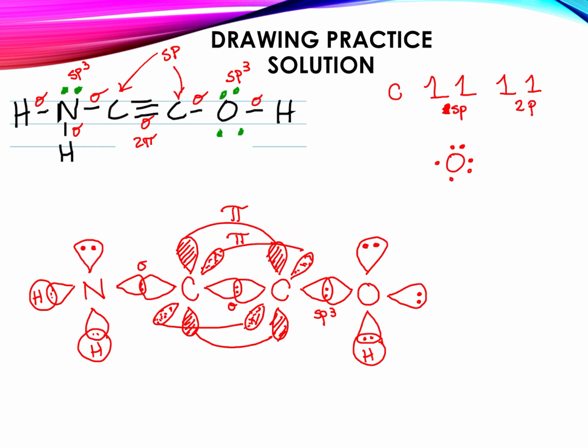So we've shown all of our, and it's good practice to go through and label things just because it gets a little messy, right? So we've got our sigma bonds, we've got our 2 pi bonds shown. So that's a pretty good molecule.